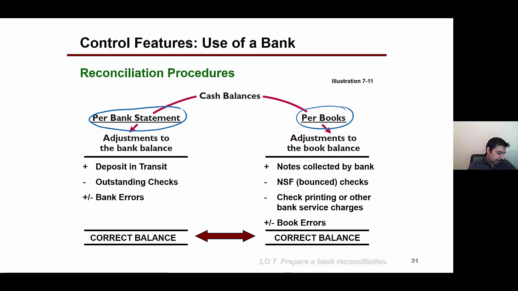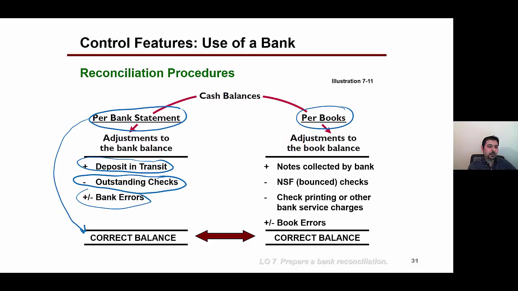We need to add the deposits that are in transit, for example, the pending deposits. We need to add those, and we need to subtract the outstanding checks. Those are the checks that the company issued but the bank has not paid yet, and any bank errors if they happen. Now, we are not saying that we are going to make journal entries for that. Those are calculations so that we get from the balance on the statement from the bank to the correct balance.